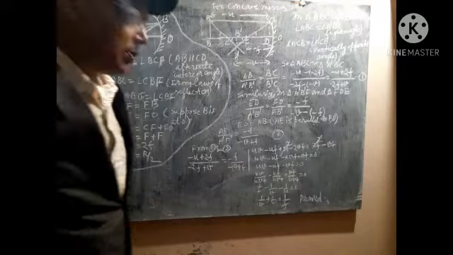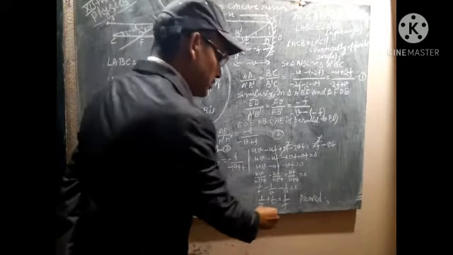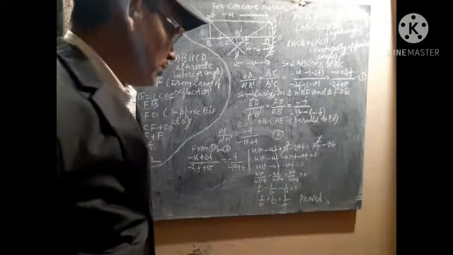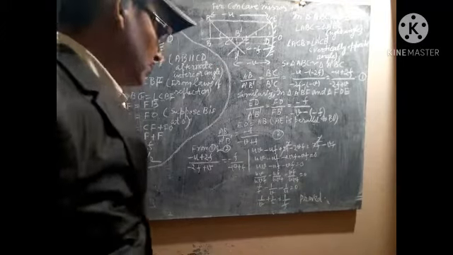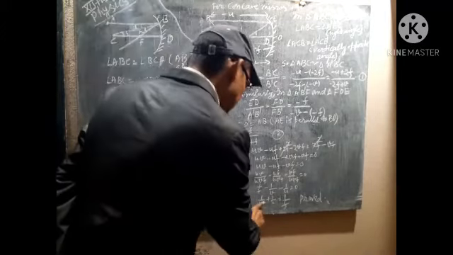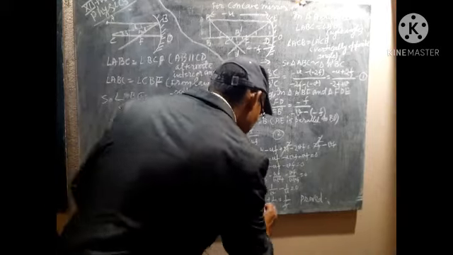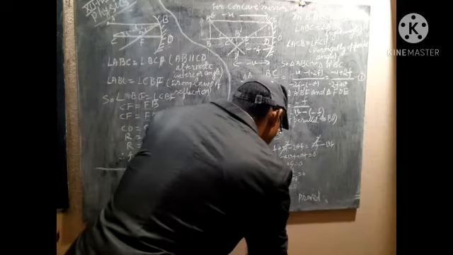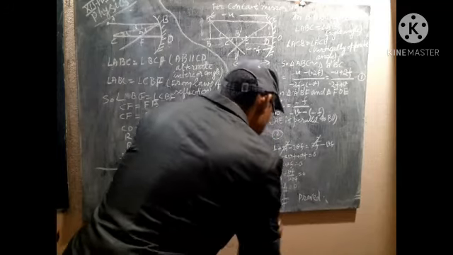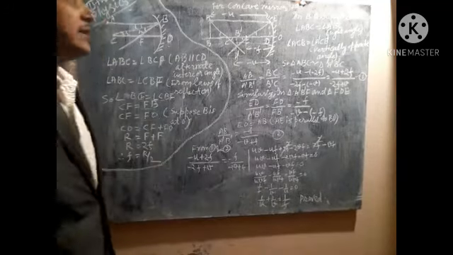You have to prove the formula 1/v + 1/u = 1/f. 1/u + 1/v is equal to 1/f. No problem. You may write 1/u + 1/v is equal to 1/f. How do you get this?